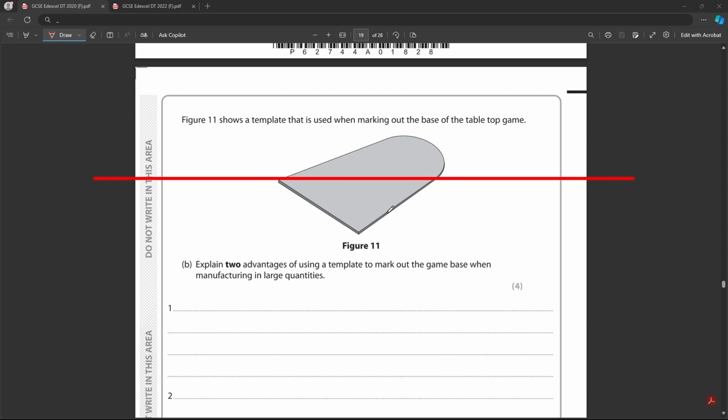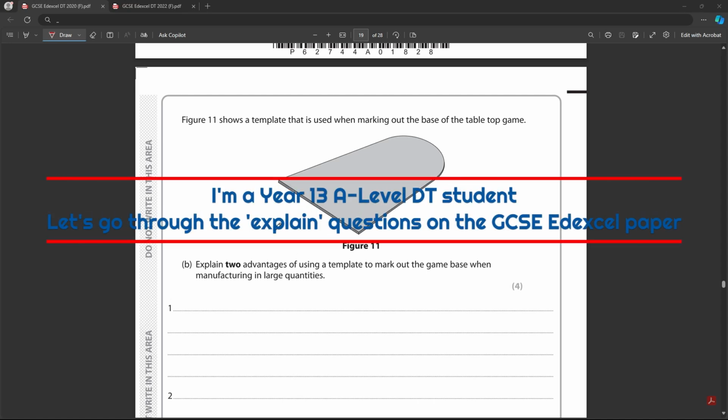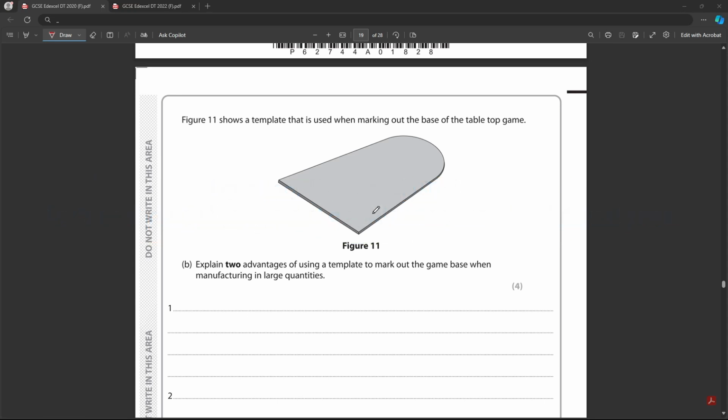Hi guys, I'm going to show you how to answer any design and technology explain question. I'll be focusing on the Edexcel exam board. I'll go through a 4-mark question and a 6-mark question and give you tips you can replicate with any similar question. By the way, I did GCSE Edexcel DT 2 years ago and got a grade 9.